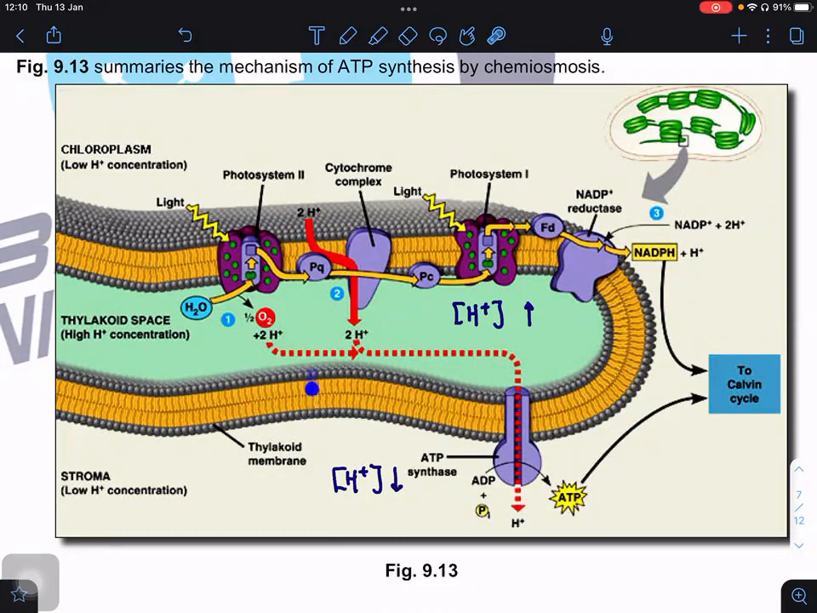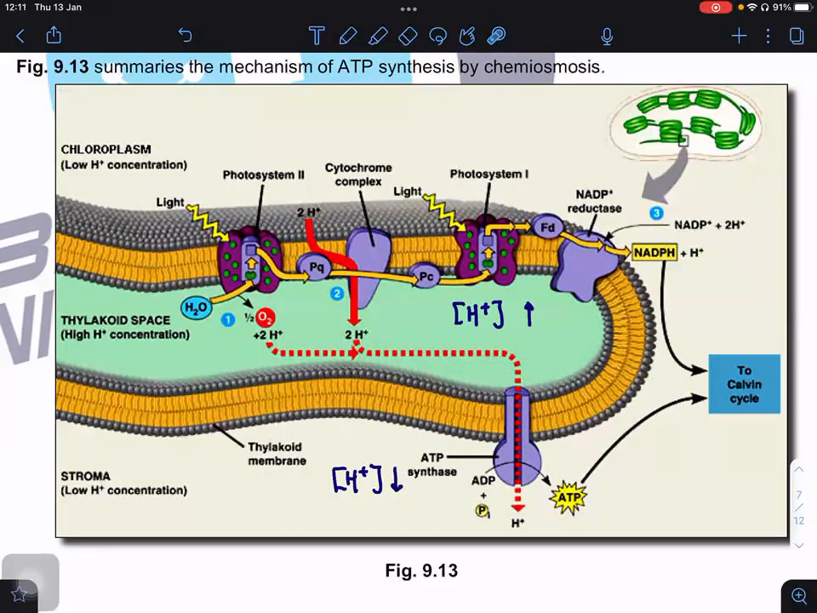Protons cannot pass through the phospholipid bilayer. They have to pass through the proton channel associated with the ATP synthase. When protons move from the high concentration region to the low concentration region, they release potential energy. This potential energy is used to phosphorylate ADP to become ATP. This ATP and reduced NADP will be used for the Calvin cycle, which will be discussed later.